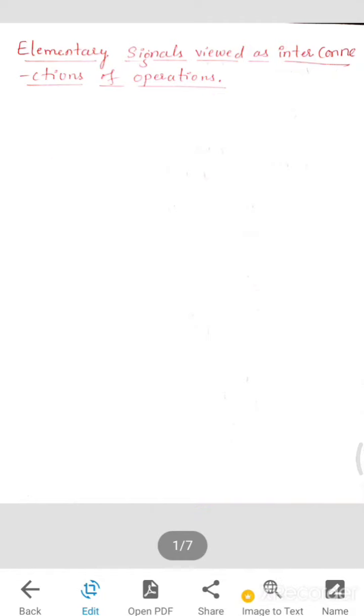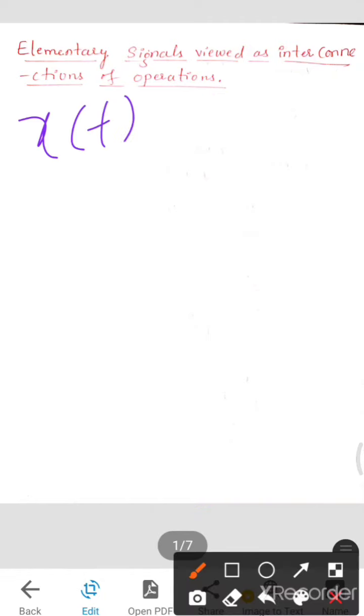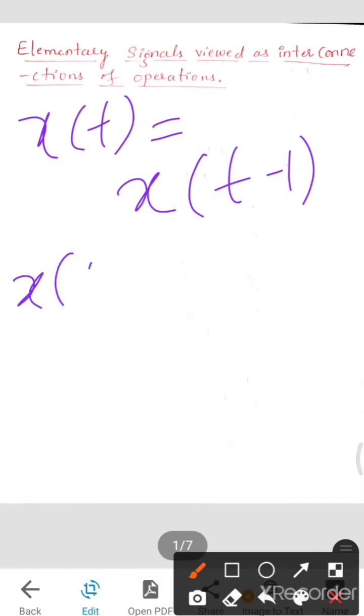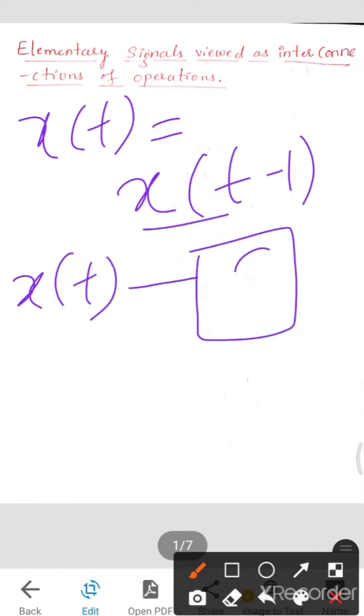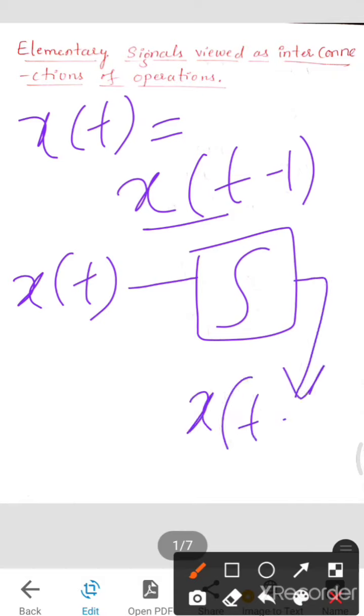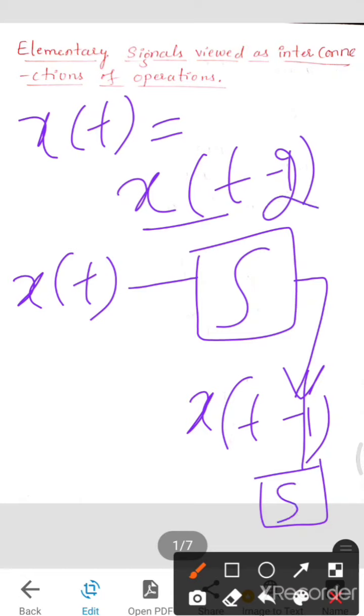Similarly for x of t, the continuous signal, if x of t is delayed by t minus 1, then the input signal will be x of t, obviously. For delay, it should be an integration symbol. The output of this will be x of t minus 1. If it is delayed one more time, that is t minus 2, then one more integration is needed. This is your x of t minus 2.